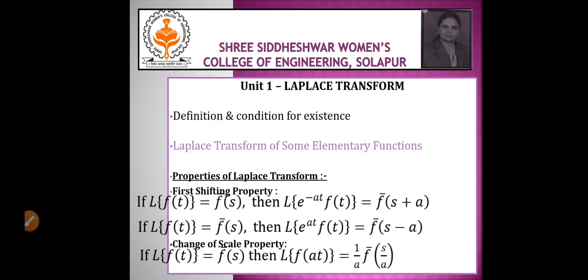Now, in the first lecture of this unit, I have told you that the s, which is a parameter and which is present in the result of Laplace transform of the function, may be real or complex, and if we put the particular value of s, then we get the real number or complex number result. So now today we will solve some examples where we have to put the particular values of s.